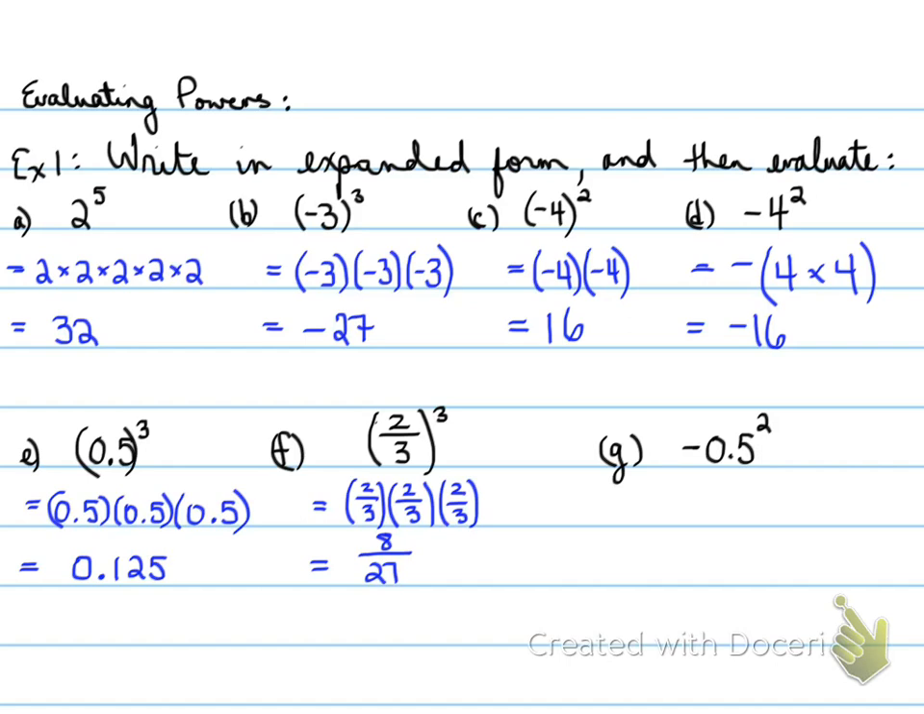And the last one, this exponent 2 affects only the 0.5 and not the negative. So you end up with negative 0.5 times 0.5. And 0.5 times 0.5 is 0.25, and the negative stays outside.